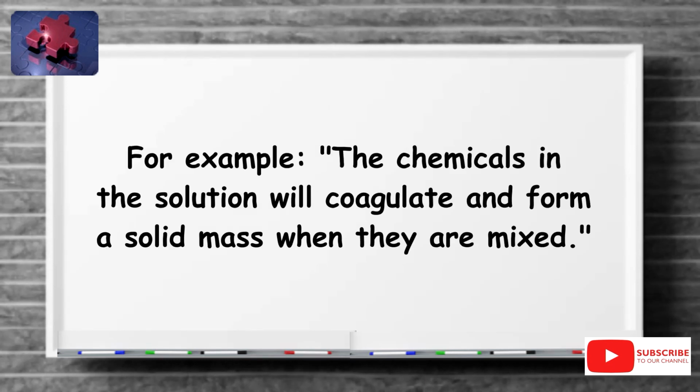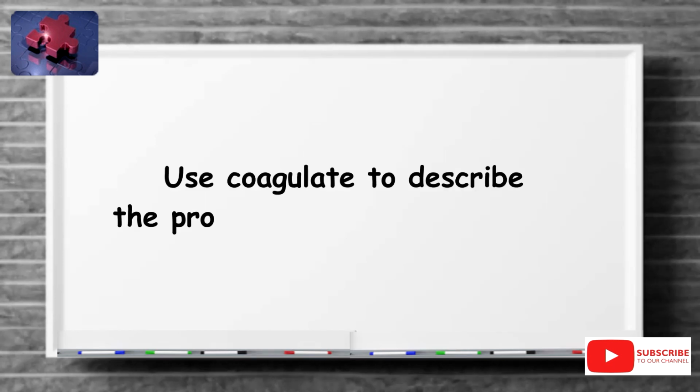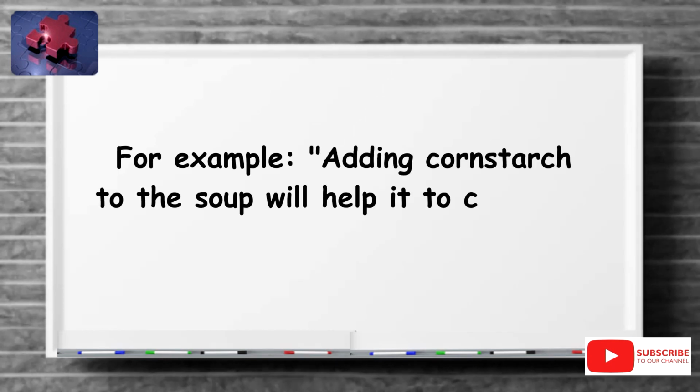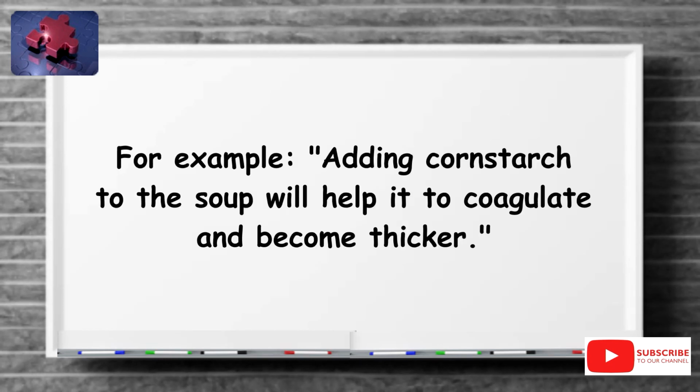Use coagulate to describe the process of forming a solid mass from a mixture of substances. For example, the chemicals in the solution will coagulate and form a solid mass when they are mixed. Use coagulate to describe the process of thickening a liquid. For example, adding cornstarch to the soup will help it to coagulate and become thicker.